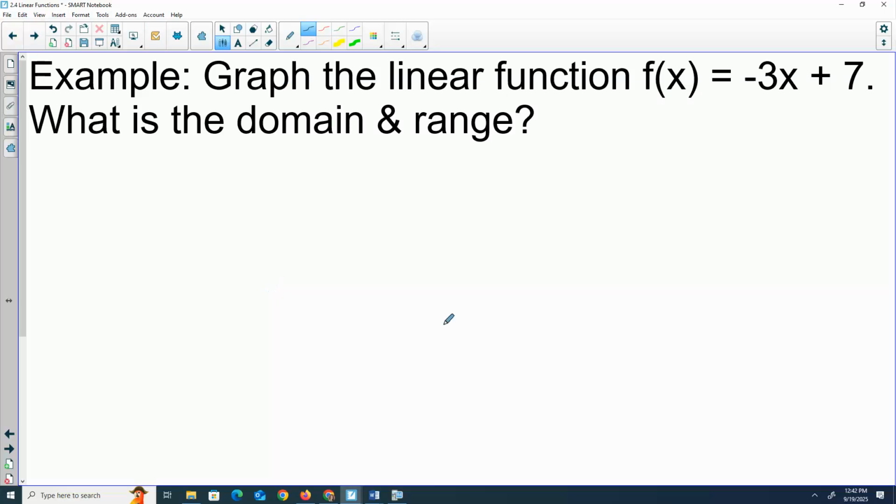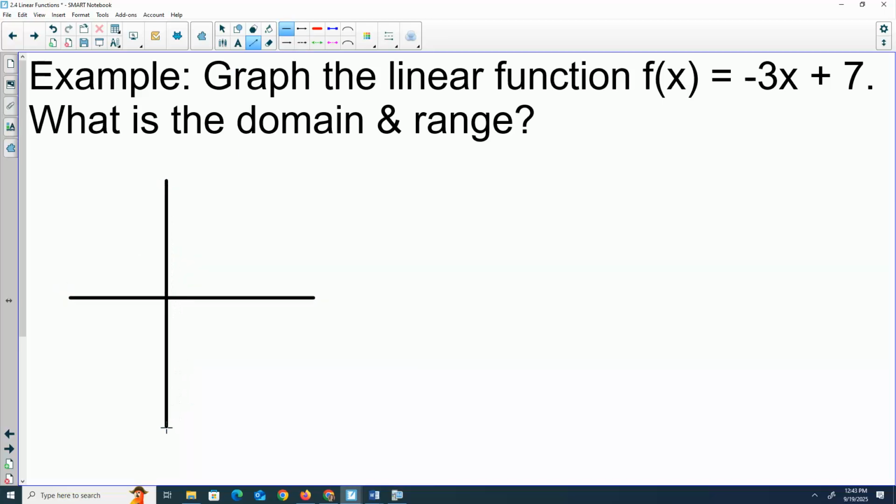Okay, let's graph this one. I want to graph a linear function. F of x equals negative 3x plus 7. F of x is the same as y. When we graph this, I'm not looking for any fancy graph. You don't have to make a 10 by 10 grid or anything like that. Just put the points you need to. If you struggle to draw straight lines, I do have rulers. You're welcome to grab a ruler if that would help you.